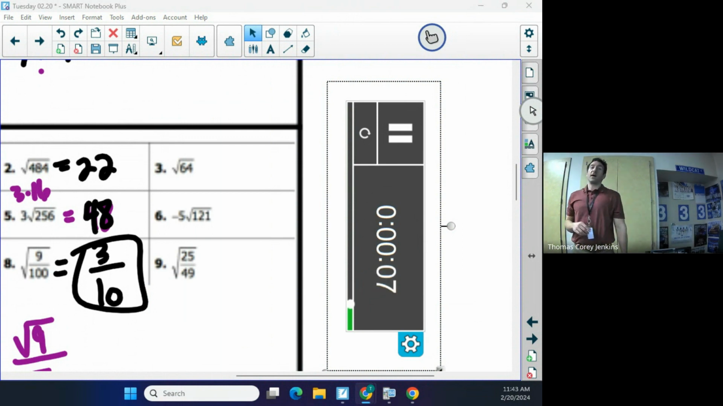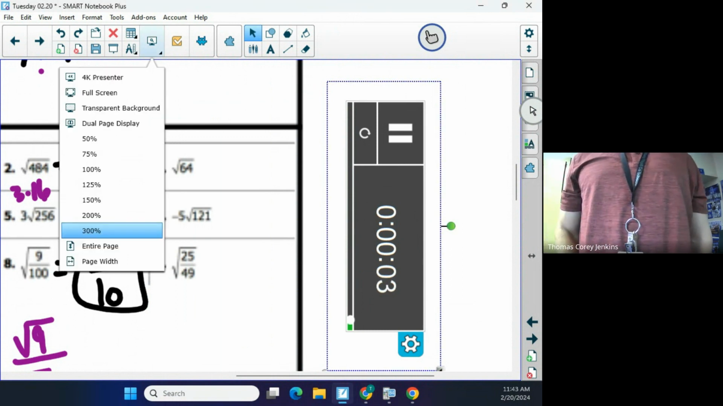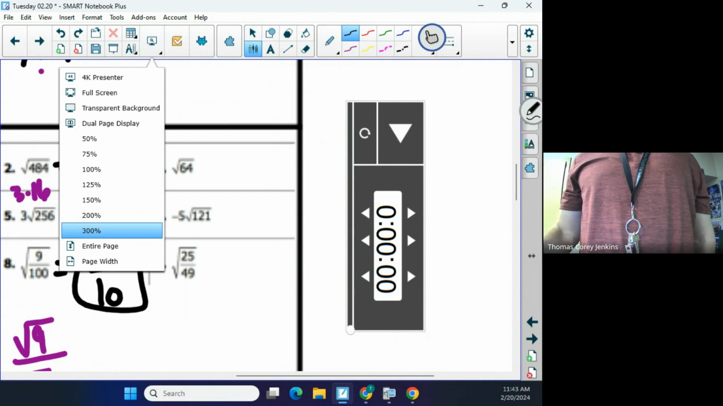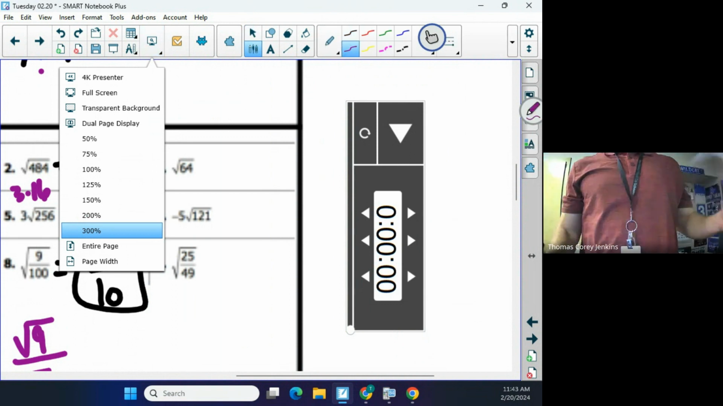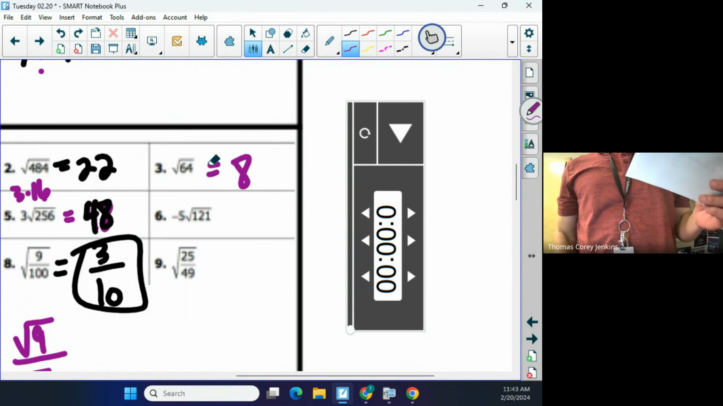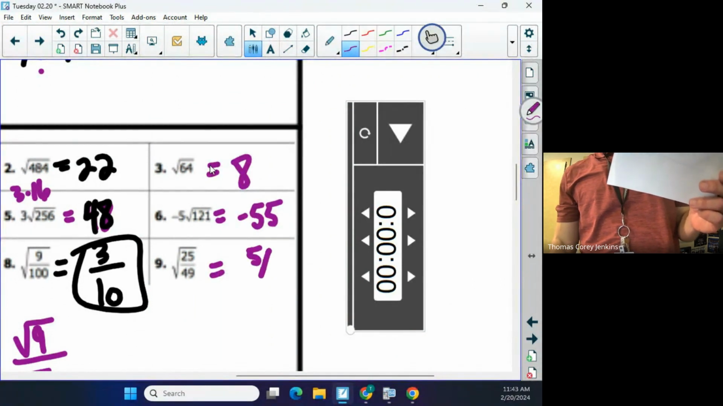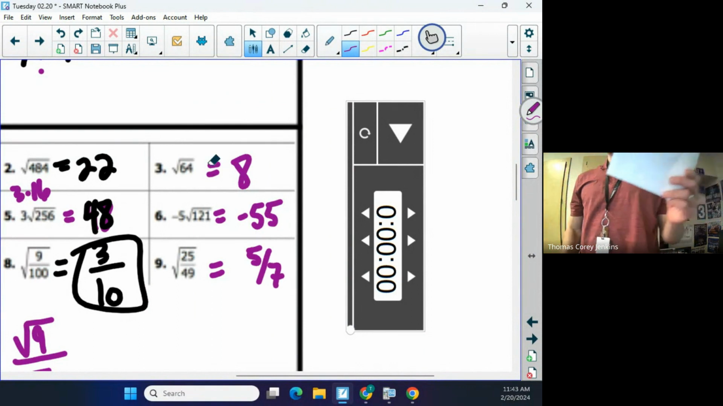All right, so you're getting what you can get down on 3, 6, and 9. I'll go over the answers, and then if you want to see any of them worked out, hopefully you'll ask. Number 3 would be 8. Number 6, negative 55. Number 9, 5 over 7. Anyone have any questions?